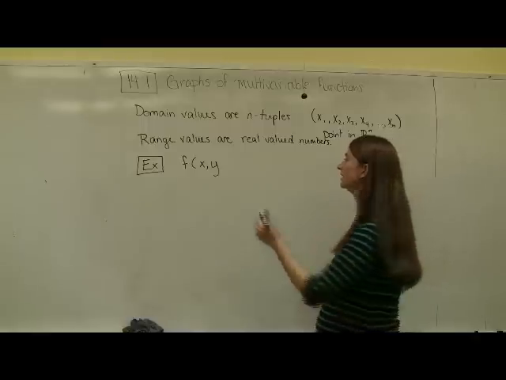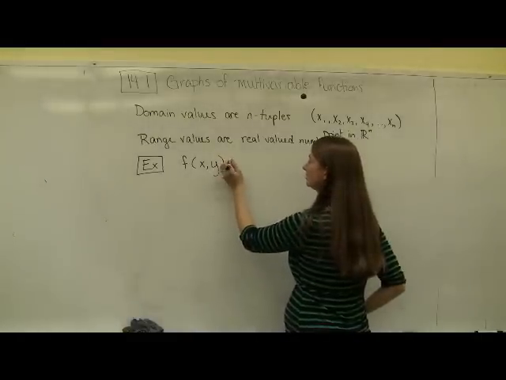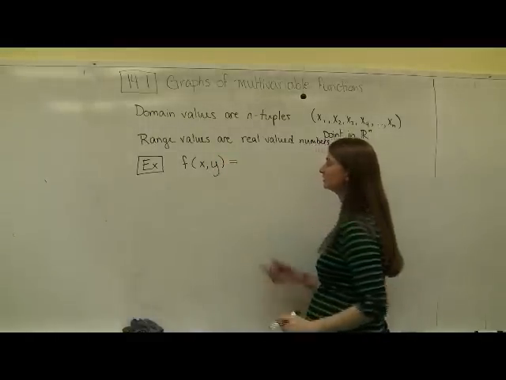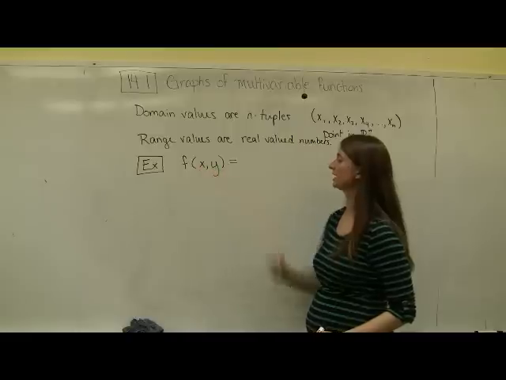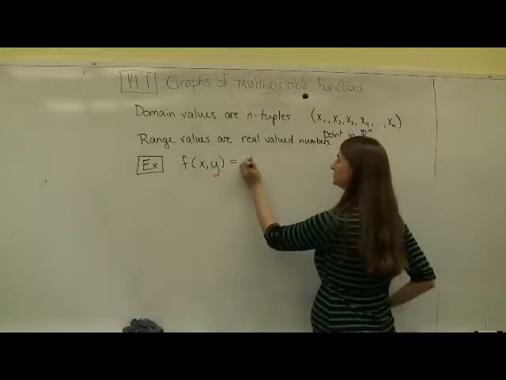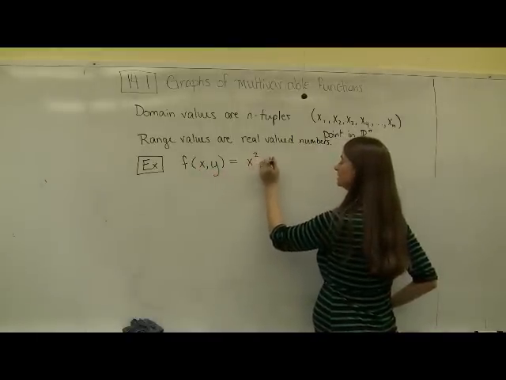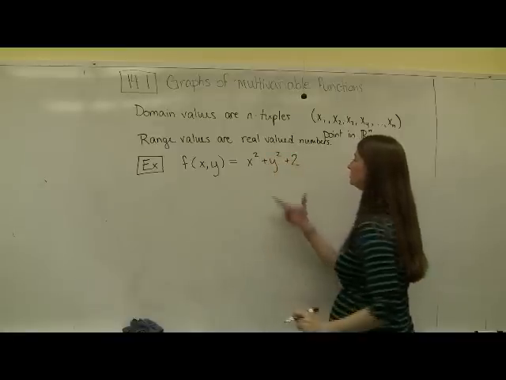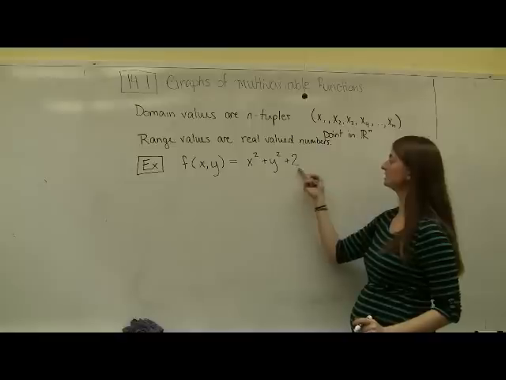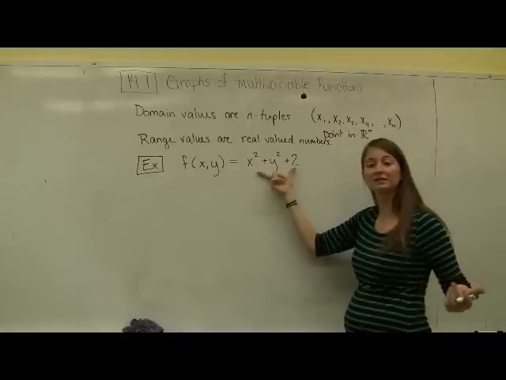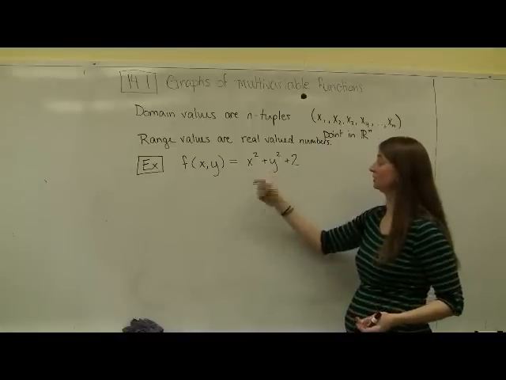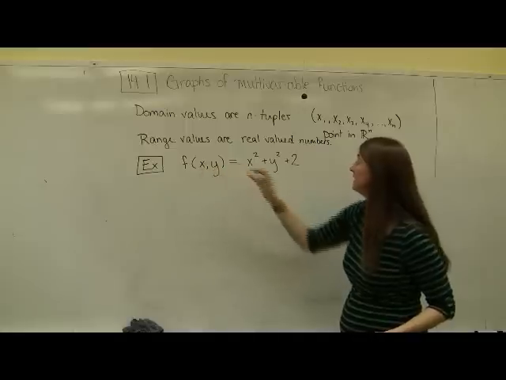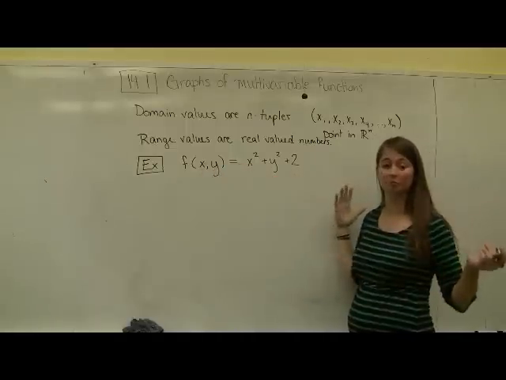Let's look at a 2-variable multivariable function. So in this case, my inputs are just x and y, and my output is going to be x squared plus y squared plus 2. So notice that my output is just a single arithmetic output. It's not a point, it's not a vector, it's just some number. If I plug in an x and a y, it's going to give me out some value z.